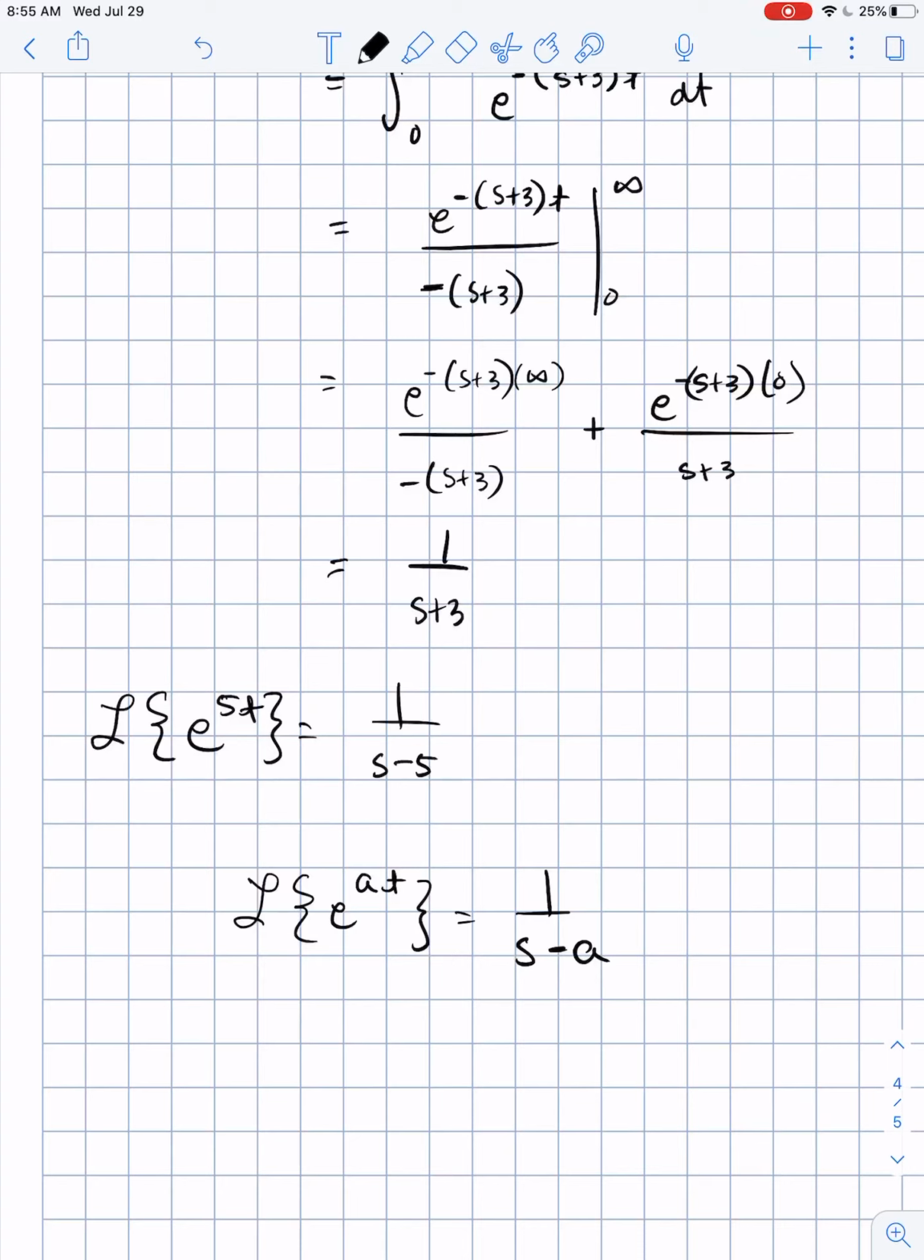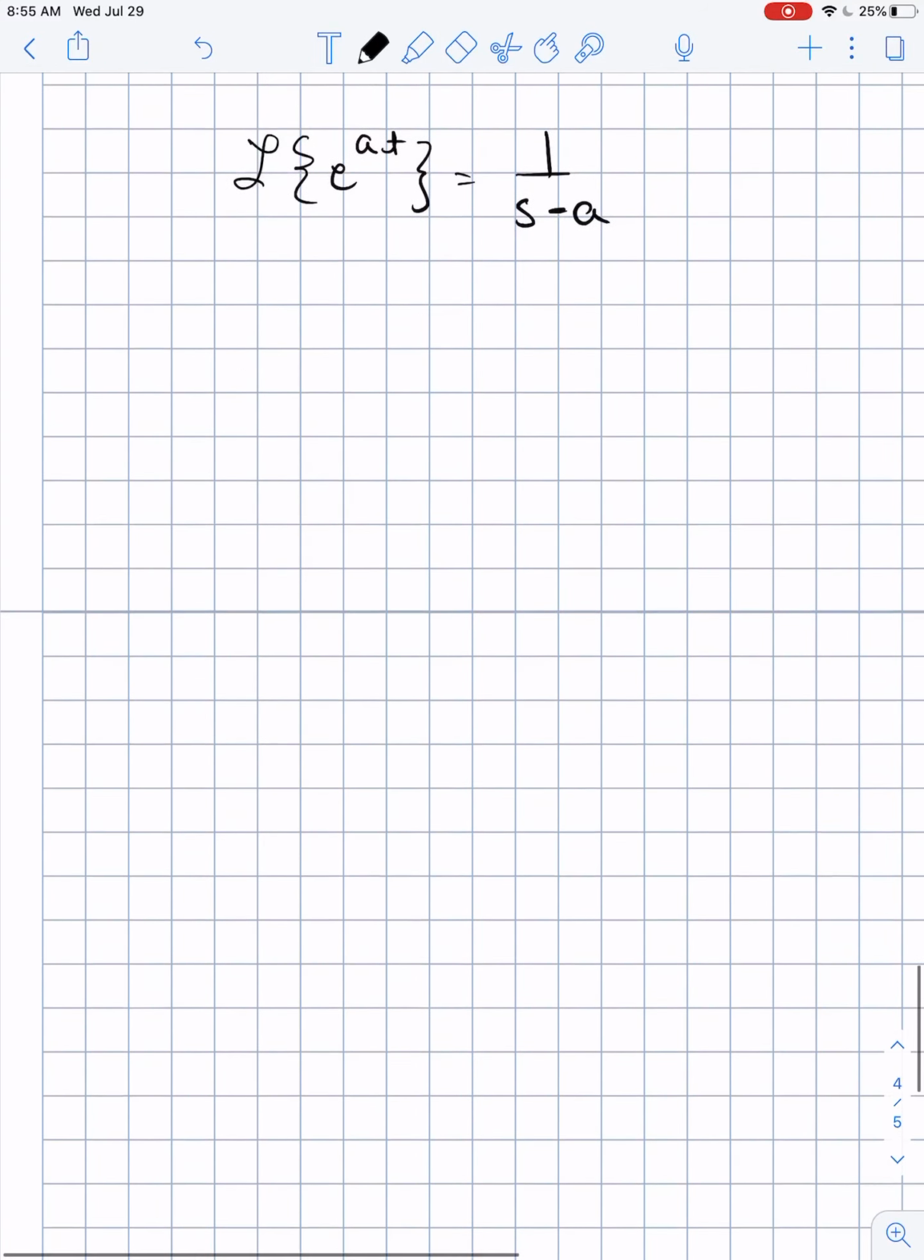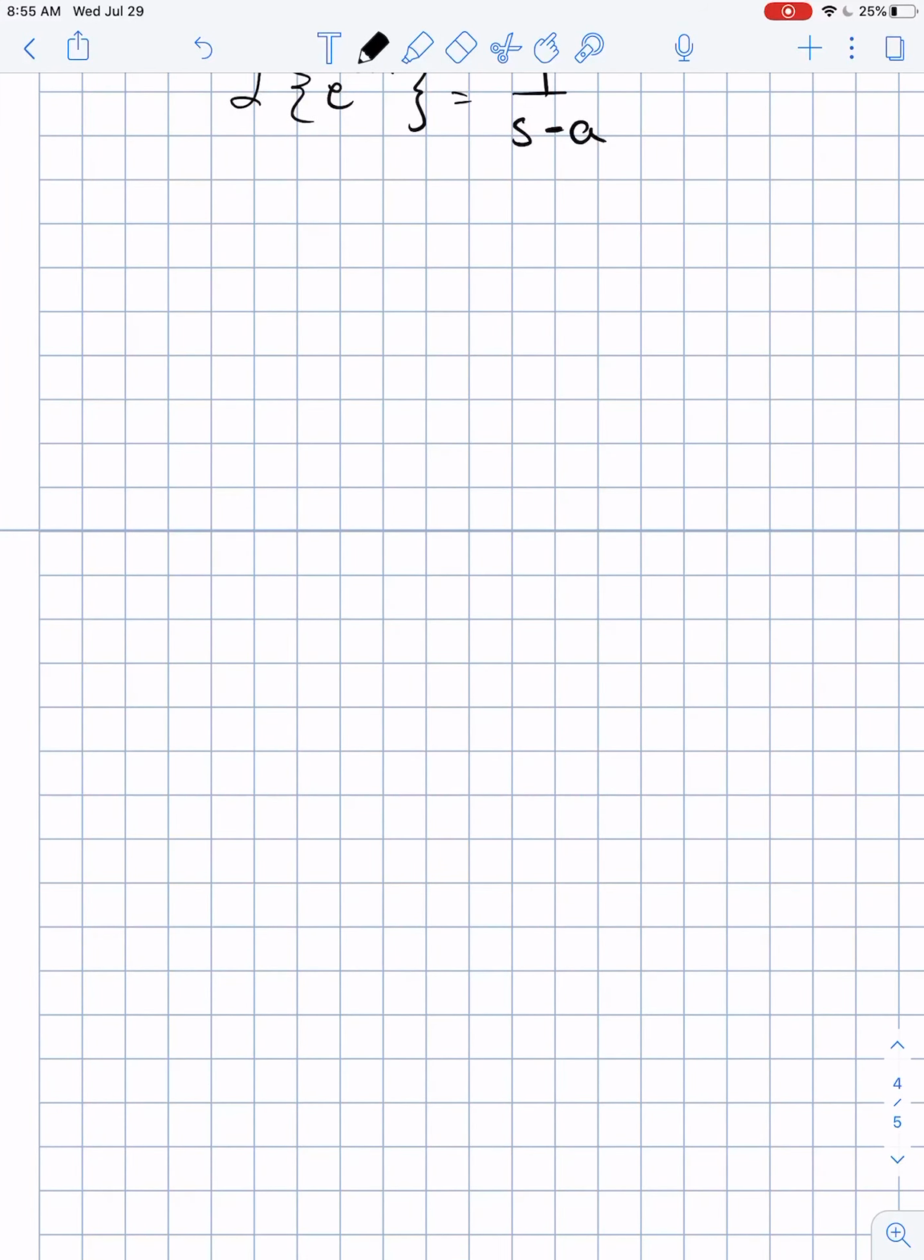All right. So basically we went over most of the basic properties. The other two that we have are sine and cosine. I'm not going to prove it, but you can look at the book if you would like. So for sine, you take that coefficient that's inside there, that is your numerator, and then it's s squared plus that number inside squared.